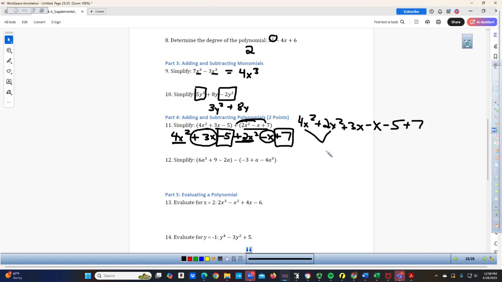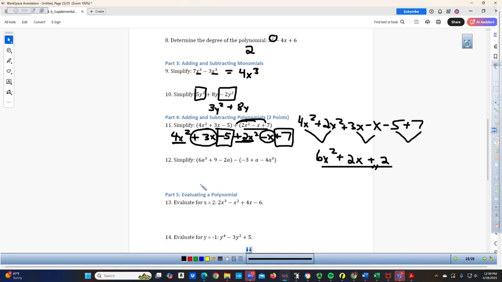All right, so now I can just combine my likes. Both of these signs are positive, so I get 6x squared. A positive and a negative, so I'm going to subtract, keep the sign of the biggest term, right? And again, a positive and a negative, so I'm going to subtract the smallest from the biggest, keep the sign of the biggest term, and I will be done, right? So our final solution is 6x squared plus 2x plus 2.